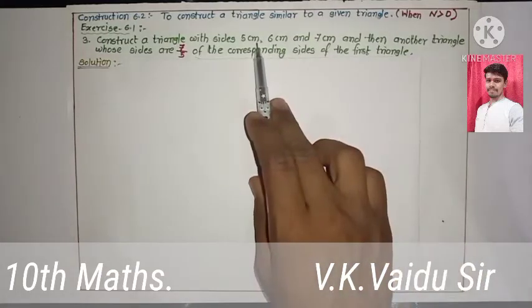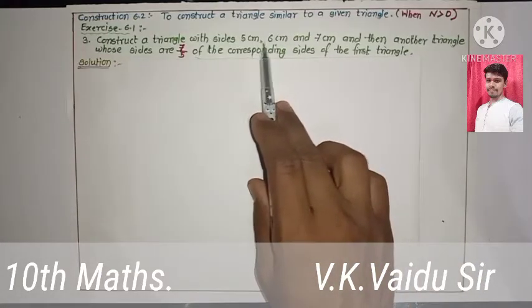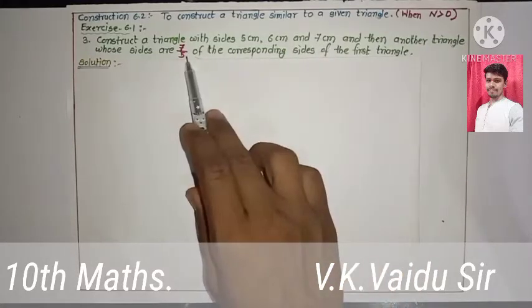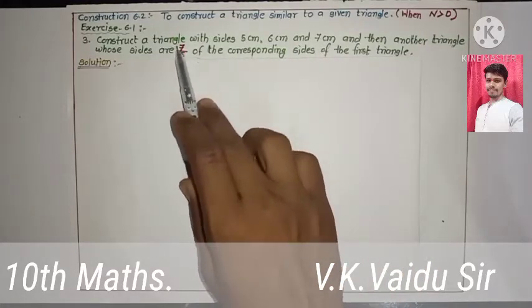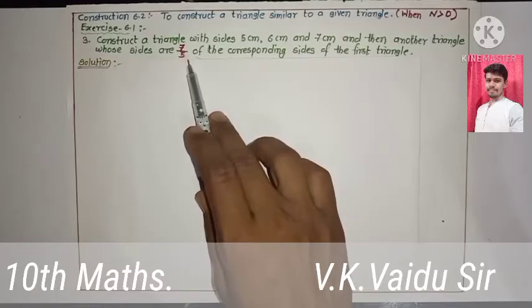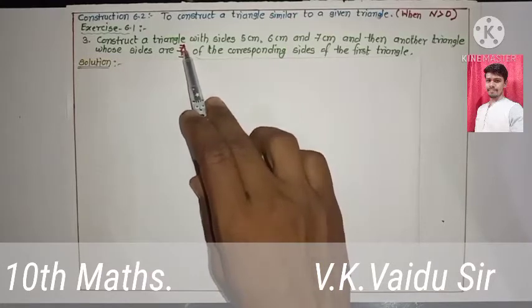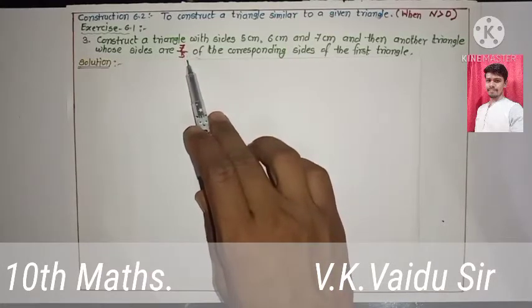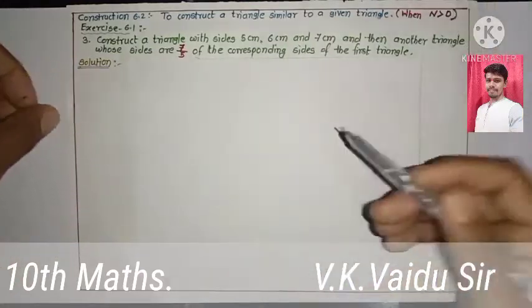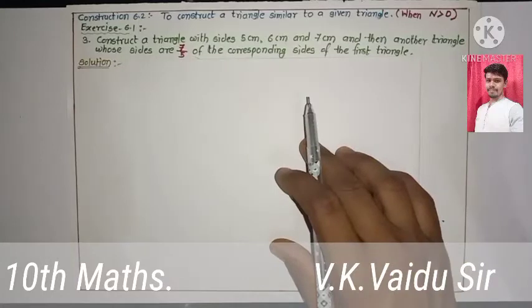Here, the three sides of the first triangle are given as 5 cm, 6 cm and 7 cm, and the given ratio is 7 by 5. The important thing here is that the numerator is more than the denominator. When the numerator is more than the denominator, the similar triangle for the given triangle comes outside. So now we solve this construction step by step.